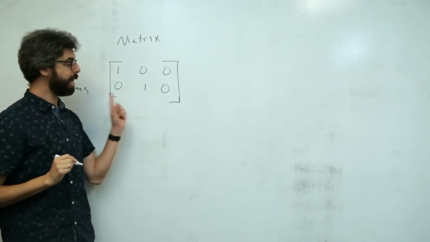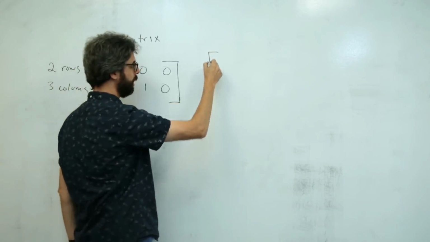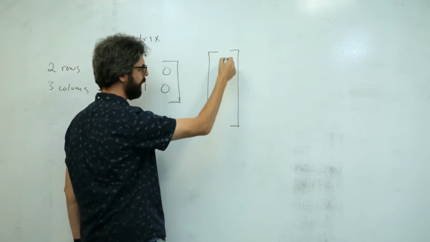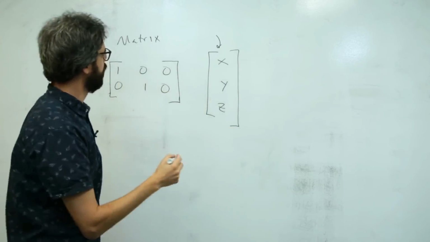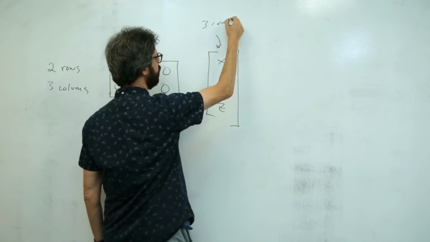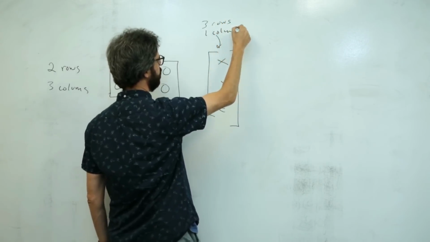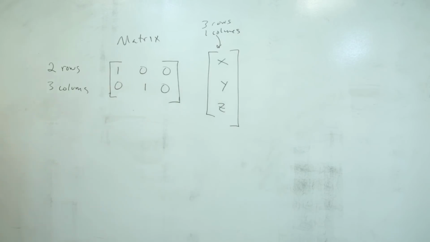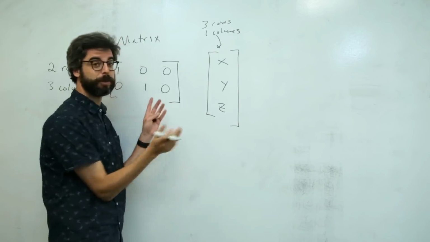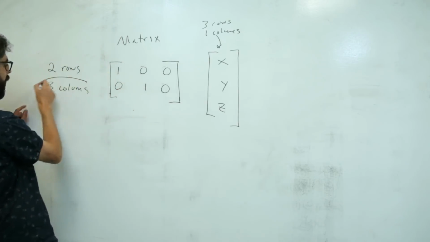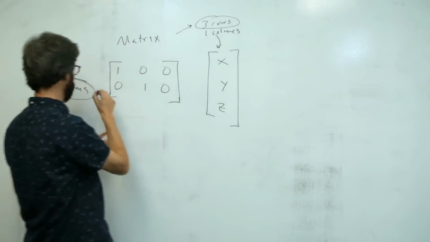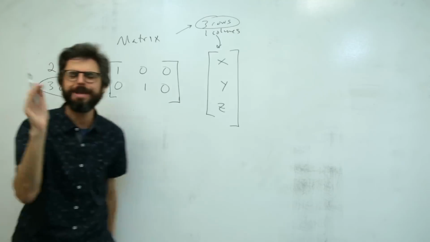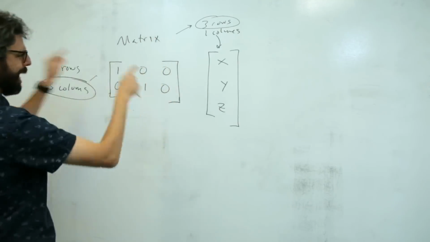Now, here is another matrix, and I'm just going to write x, y, z. This matrix is 3 rows by 1 column, right? One thing that's very important is that matrix multiplication only works if the columns of matrix A match the rows of matrix B. And you can see those match up here. Now, what do I mean by matrix multiplication? How do we multiply these two things?